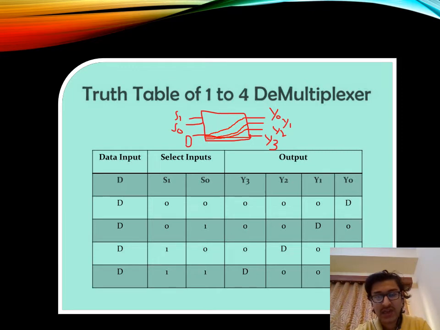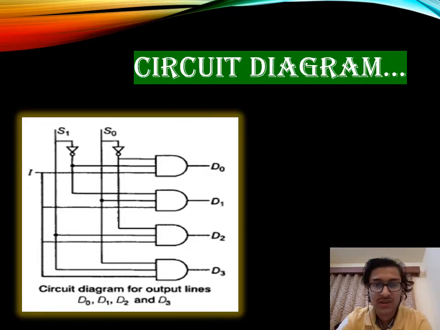So this is the logic diagram, and I explained how to make the truth table using the logic diagram of demultiplexer. So this is the circuit diagram of demultiplexer. Now I will explain how it is made using the truth table.